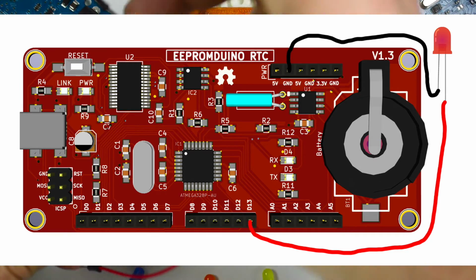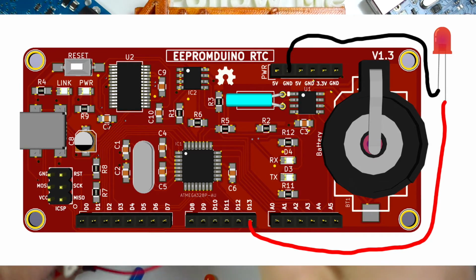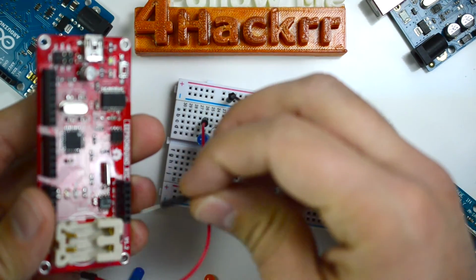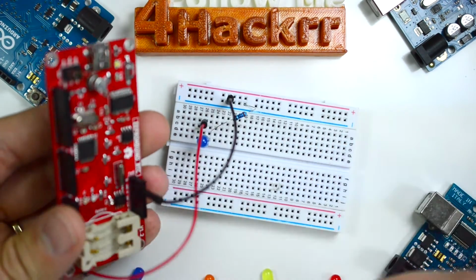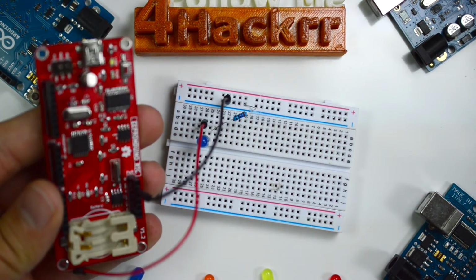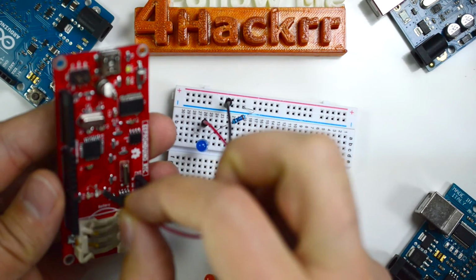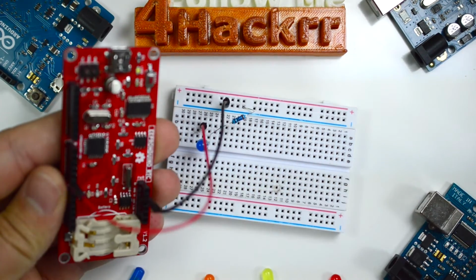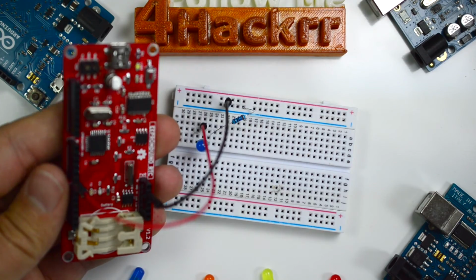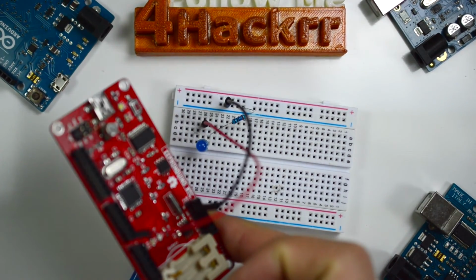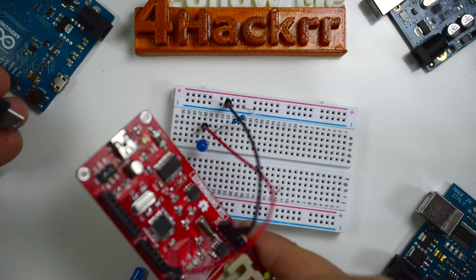So for ground, let's find the ground. And the ground is on the power line here. So it's the second one here. And now we're going to connect this to pin 13, which is the D13 for digital. Okay. And all we have to do now is apply power. It's the same thing. I'm going to grab the USB.